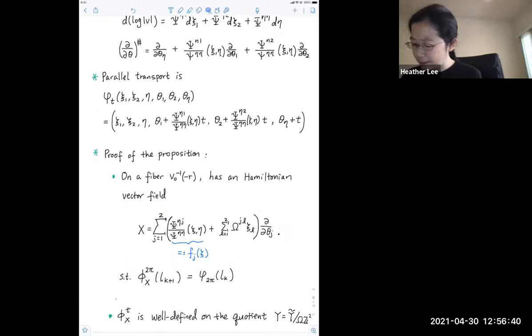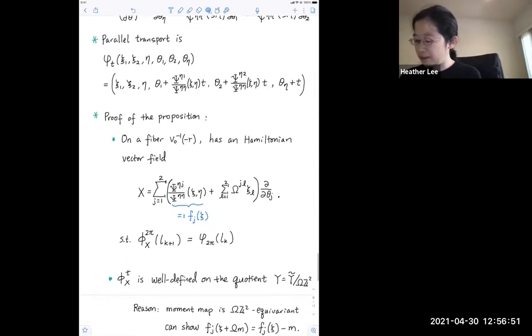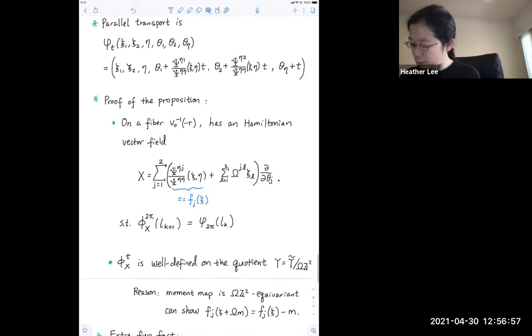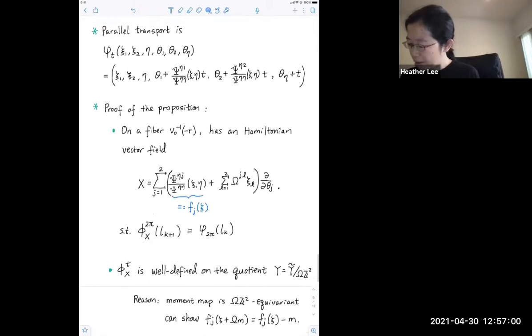And this flow is well defined on the quotient. So far it's defined on Y tilde, but it's also well defined on the quotient. This is also just a direct calculation. You can show that it is true because the moment map is ω Z2 equivariant. Since we are using the moment map coordinate, we can use all these facts.